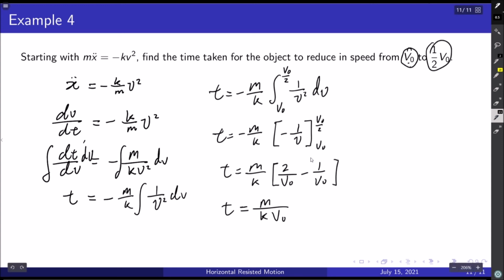And that's how some basics of dealing with resisted motion. And so there is that.